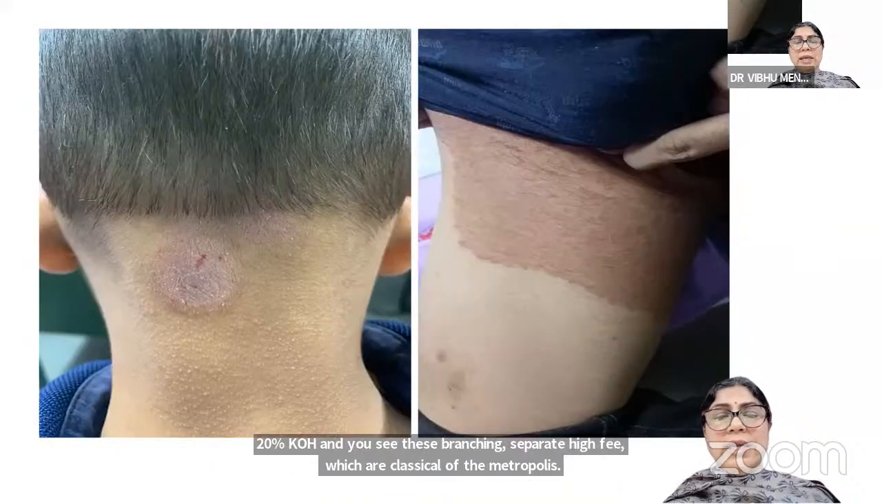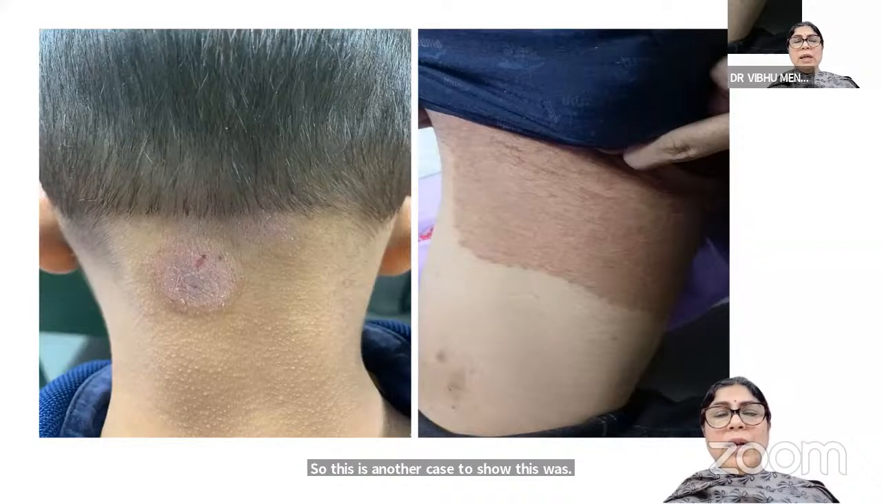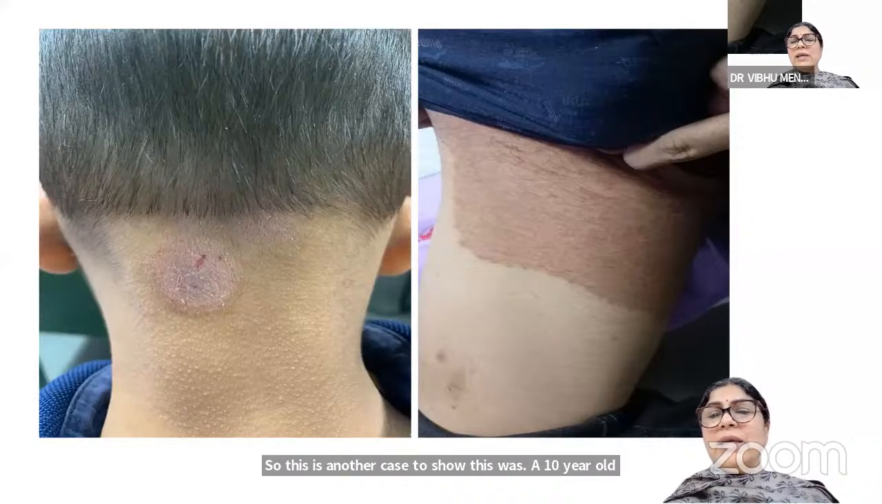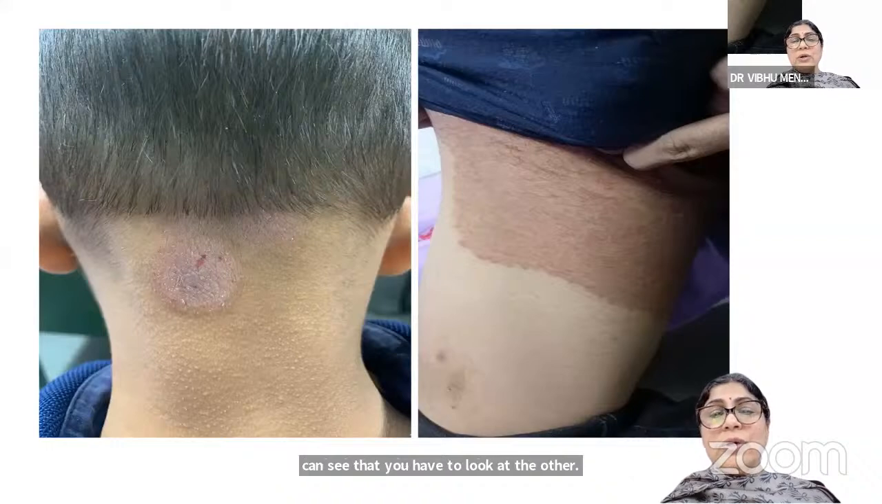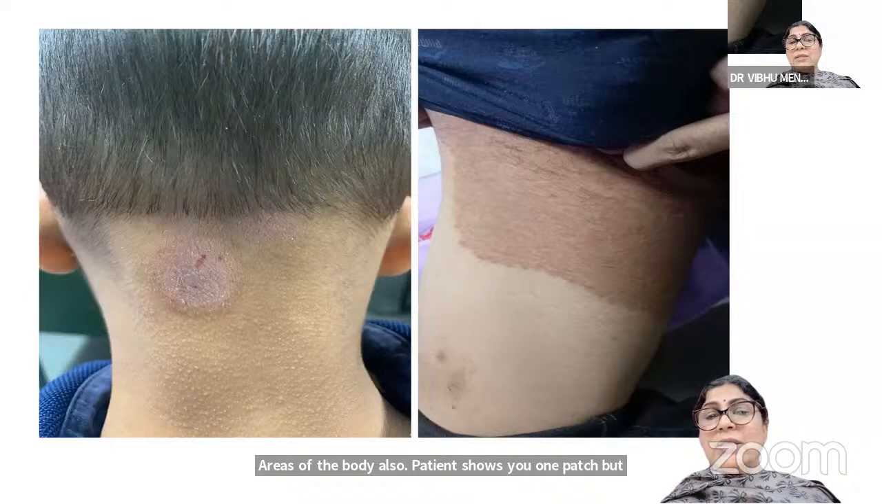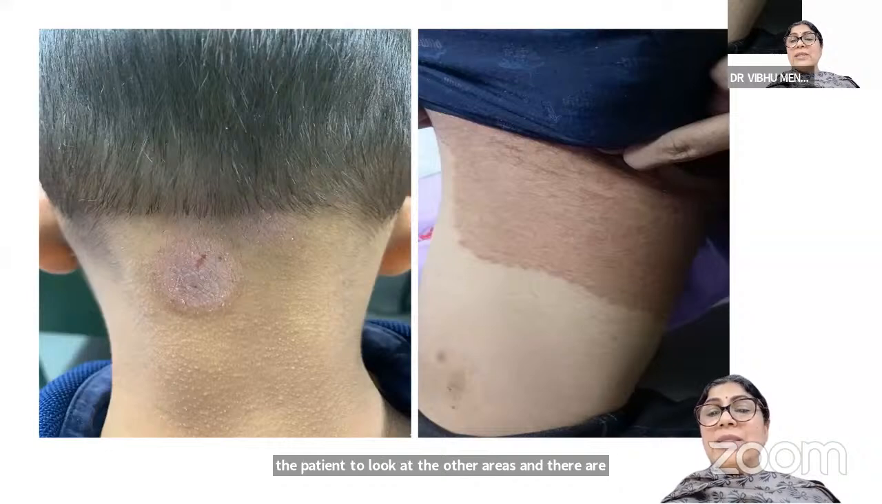So this is another case to show. This was a 10-year-old boy who had this patch of tinea on his neck. And here you can see that you have to look at the other areas of the body also. The patient shows you one patch, but you have to actively ask about any lesion and must disrobe the patient to look at the other areas. There are hidden patches, because your treatment will be decided upon the extent of the disease.